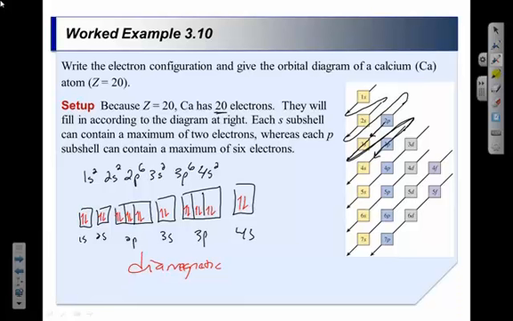Yeah, that's for the ground state, right. So if I make an excited state, it's not going to be diamagnetic anymore. If I take any one of these electrons and move them to a higher energy level, then they're not all going to be paired up anymore. So at that point, it would be paramagnetic. That's a good point.